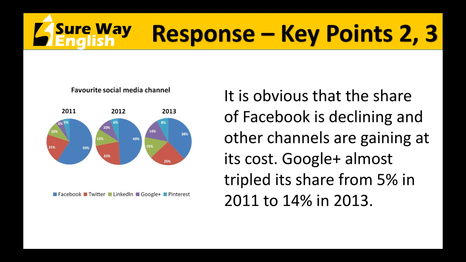For example, this is what we say. It is obvious that the share of Facebook is declining and other channels are gaining at its cost. Google Plus almost tripled its share from 5% in 2011 to 14% in 2013. So what we did was, we talked about a trend, we also made a comparison, right? And instead of just saying that Google was 5% in this, 10% in this, 14% in this, we actually recognized that it has almost tripled, from 5% to 14% in 2013. And we also noticed the trend that Facebook is falling, whereas other channels are gaining at its cost.